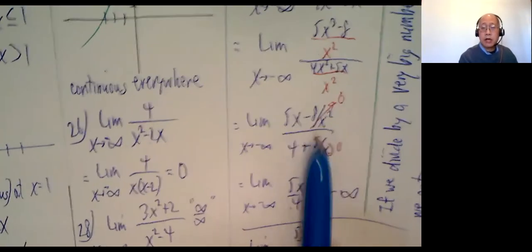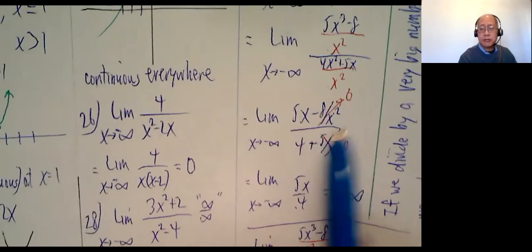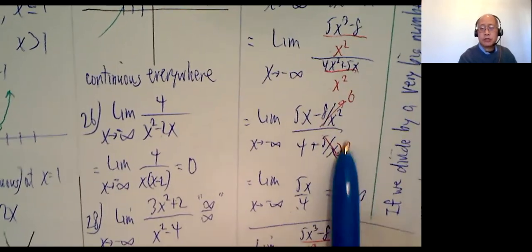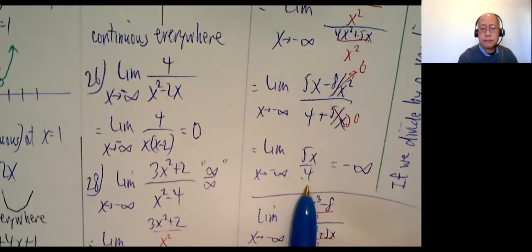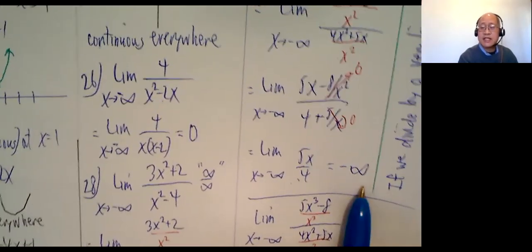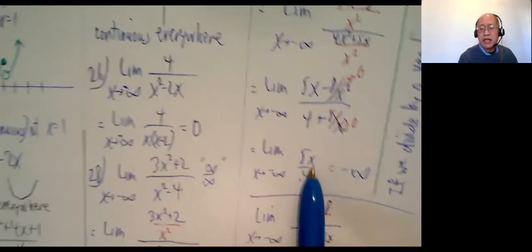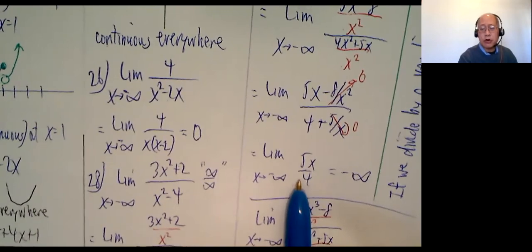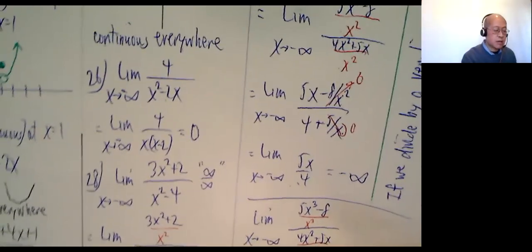Okay, and now here we go. When x is a super big negative, negative 1,000,000,000, this approaches 0. This approaches 0. So it's basically 5x over 4. That limit is negative infinity. Okay, if I plug in a negative big number multiplied by 5 over 4, it's a negative big number. So the answer is negative infinity in this particular case.